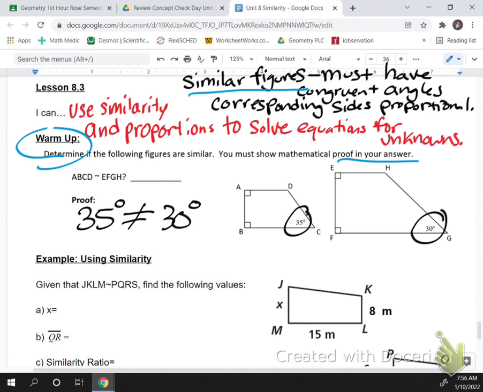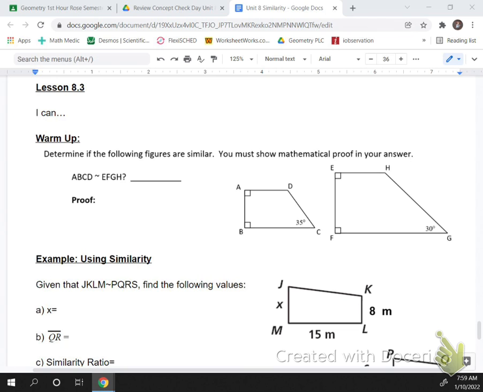Okay, any questions on similar figures? The definition, all of that. Great, we're going to use similarity right now in the first example. So we're going to look at this next example down here.